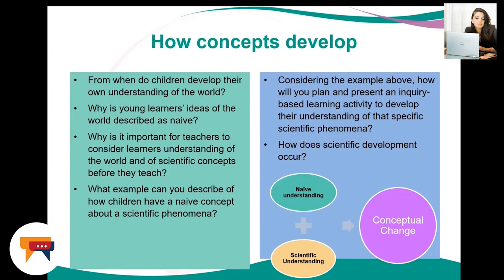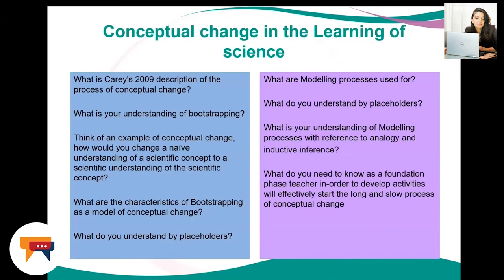So how does that scientific development occur? Remember, it occurs through changing learners' naive understanding to a more scientific understanding. So this is the diagram that you just need to keep in mind. Naive understanding plus scientific understanding equals conceptual change. So let's look at conceptual change in the learning of science.